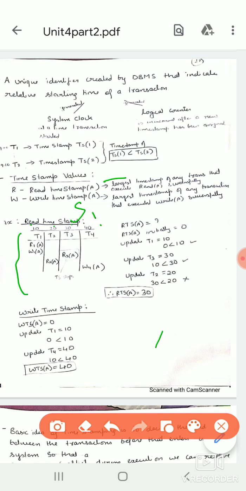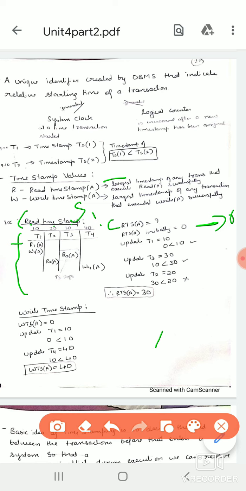Which instruction will execute first? R1 of A, as that has arrived first on the system, so that will be executed. Initially, how are we going to determine the read timestamp? Read timestamp of A we don't know initially, so I'll assign it as 0. Then we start executing transaction T1, as it has the very first instruction. T1 R of A means reading is done. Wherever read instructions are there, because here we are determining the read timestamp, we flow according to that.